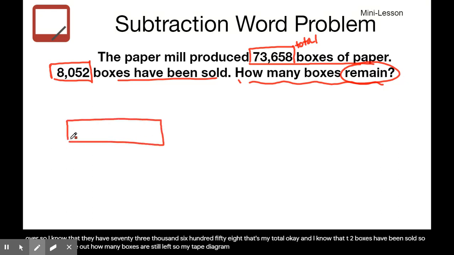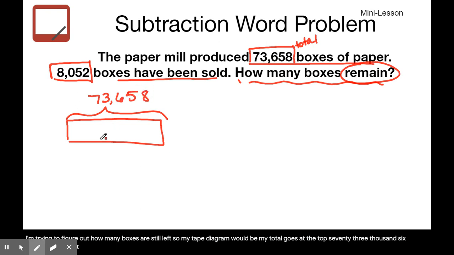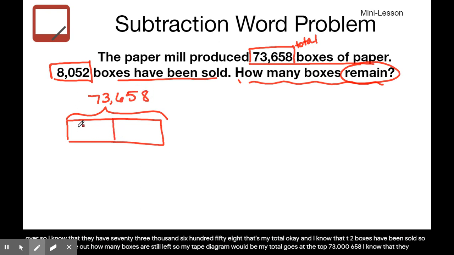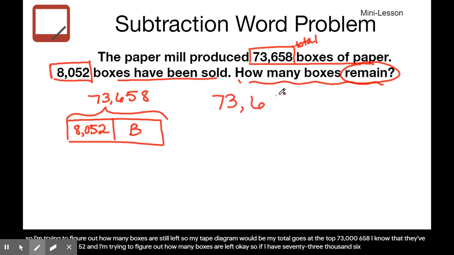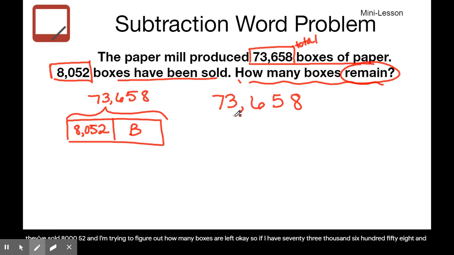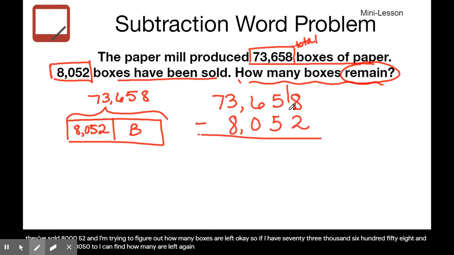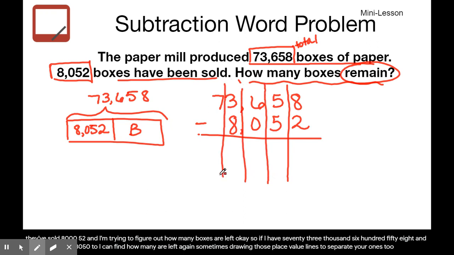So my tape diagram would be, my total goes at the top, 73,658. I know that they've sold 8,052, and I'm trying to figure out how many boxes are left. So if I have 73,658 and I take away 8,052, I can find how many are left. Again, sometimes drawing those place value lines to separate your ones, tens, and hundreds can help.